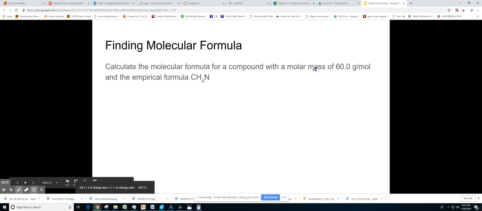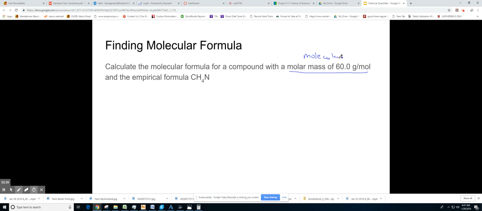So I have a molecular formula with a molar mass of 60 grams per mole. Okay, so this is going to be my molecular formula's mass, and my empirical formula of CH4N. Okay, so the molar mass of CH4N is what I need to start. So my molar mass for that is going to be carbon plus 4 hydrogens plus my nitrogen, and for that I got 30.04 grams per 1 mole.